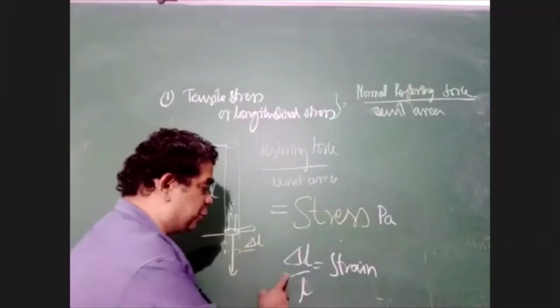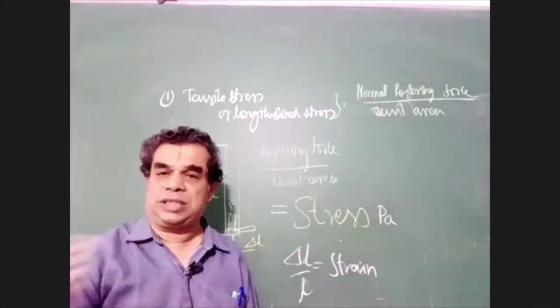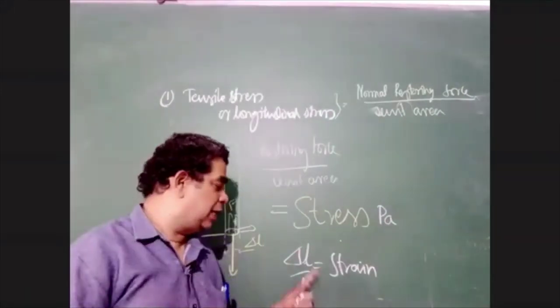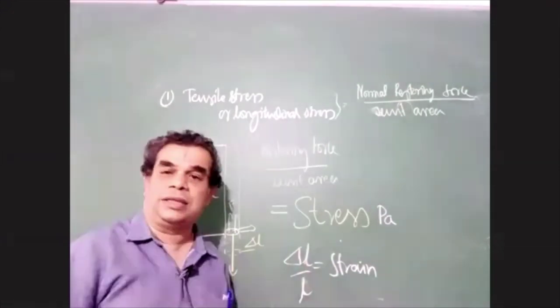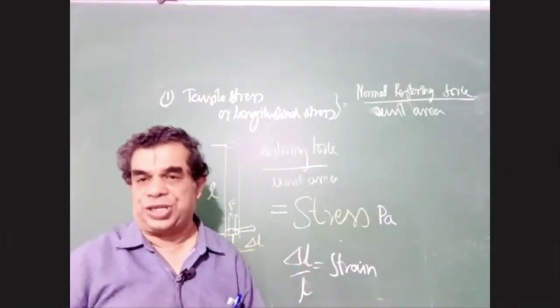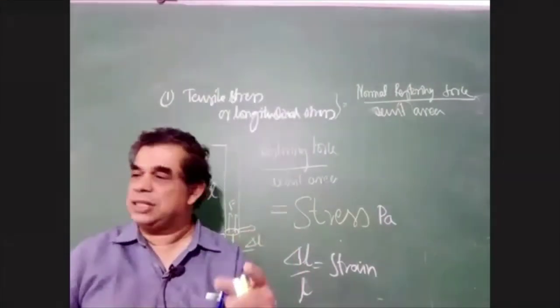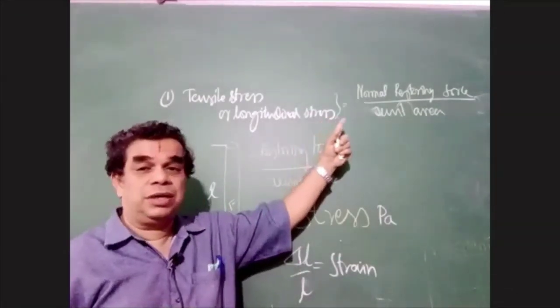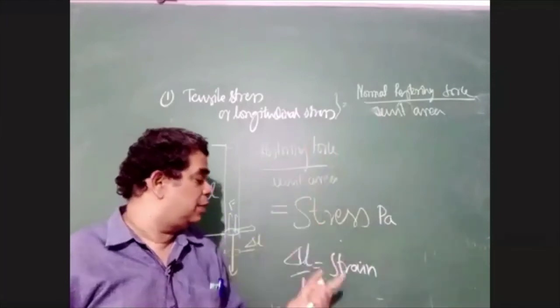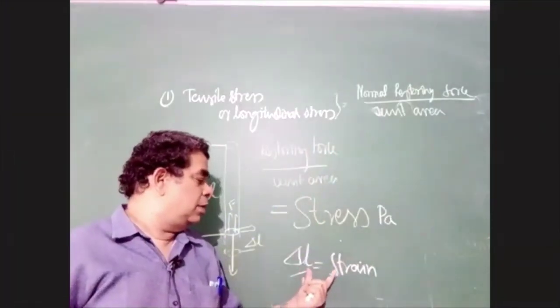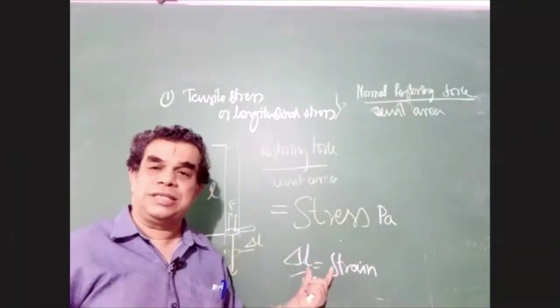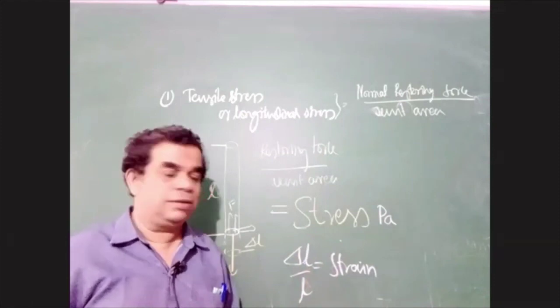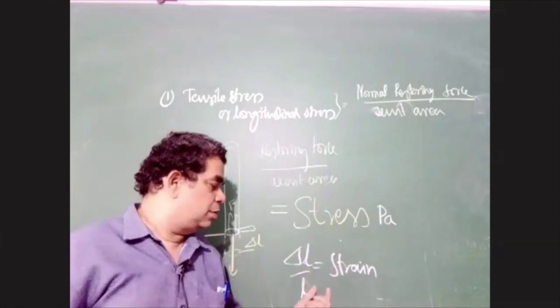The corresponding strain is this one. There are three types of stress and three types of strain. Here, the change in length by original length is called longitudinal strain. So for every stress, there is a strain. Longitudinal stress is the normal restoring force per unit area, and longitudinal strain is the change in length by original length. So these are the things.